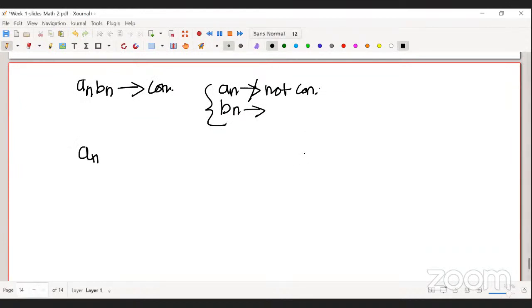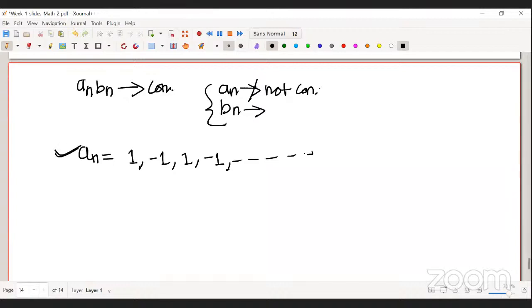Suppose I take a sequence an. The first term is 1, the second term is -1, the third term is 1, the fourth term is -1. What is the limit of this sequence? No limit. So this is not a convergent sequence, right?